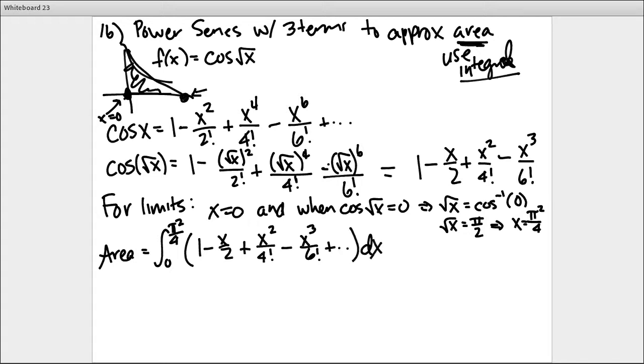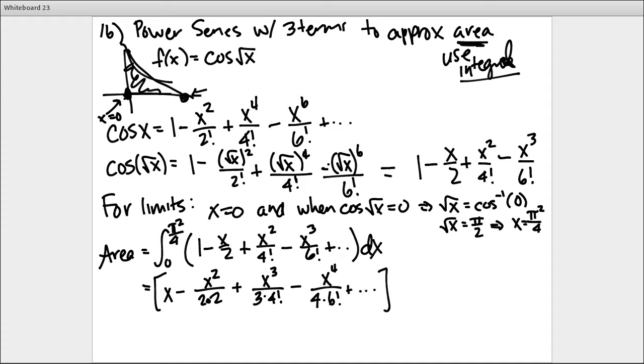All right, dx. All right, reverse pop and drop. That'll be an x squared over 2 times 2. And then x squared, add 1, so now you'll have a 3, but divide by 3 to undo that, times 4 factorial, and then minus x to the add 1, 4, but divide by 4, and it keeps on going like that, and we're going to be evaluating that from 0 to pi squared over 4, and then only using 3 terms.